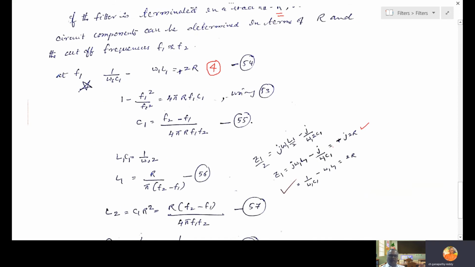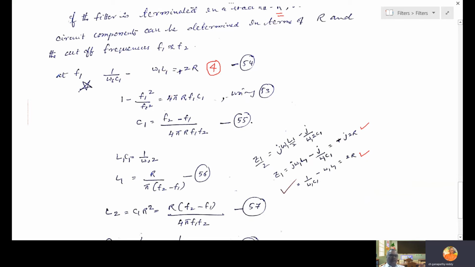Minus j2R. At lower omega 1, the lower 3 dB point, capacitive reactance is more, therefore the net value is negative. At the upper 3 dB point, inductive reactance is more than capacitive reactance, so we will get a plus. So j will cancel on both sides, but the minus will be on the right side. If you eliminate the minus, 1 by omega 1 C1 minus omega 1 L1 equals 2R. So that is what I have written as the fourth equation: 1 by omega 1 C1 minus omega 1 L1 is equal to plus 2R.